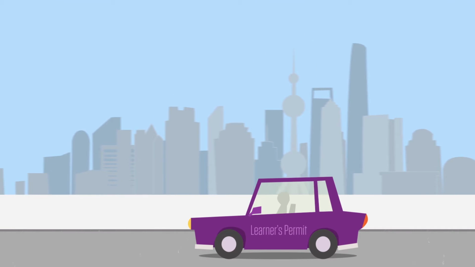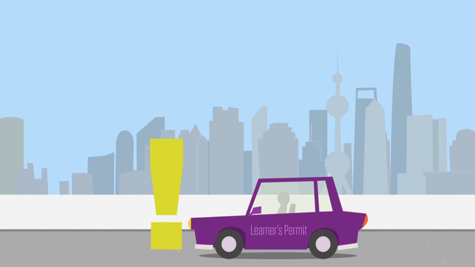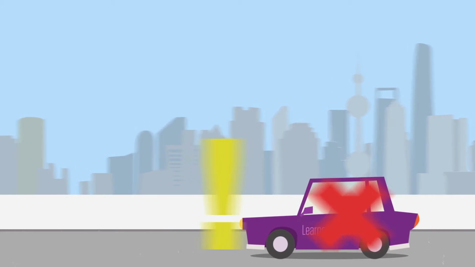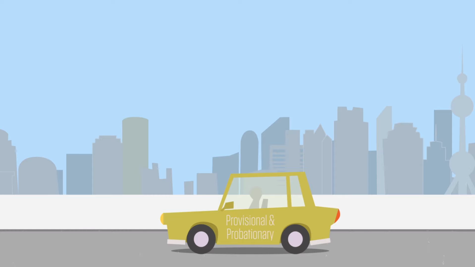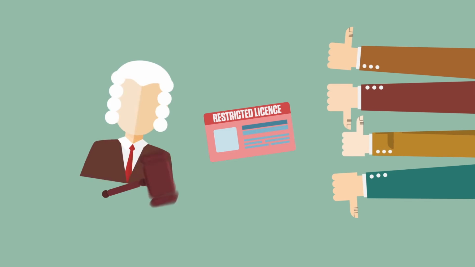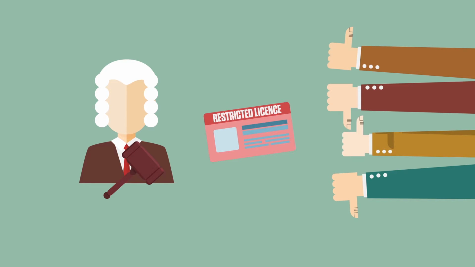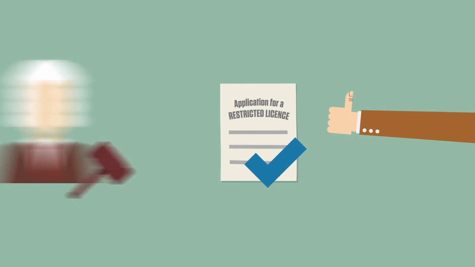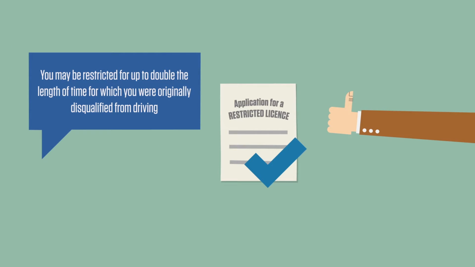If you were driving on a learner's permit at the time you committed the offence, you will not be eligible to apply for a restricted licence. For provisional and probationary drivers, including young drivers, it is unlikely that you will be granted a restricted licence other than for low-range offences. The decision whether to grant a restricted licence is entirely up to the judge or magistrate. If your application is granted, the court may order that you are restricted in your driving for up to double the length of time for which you were originally disqualified from driving.